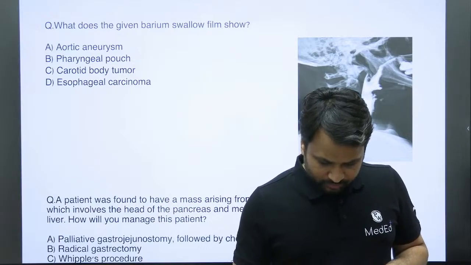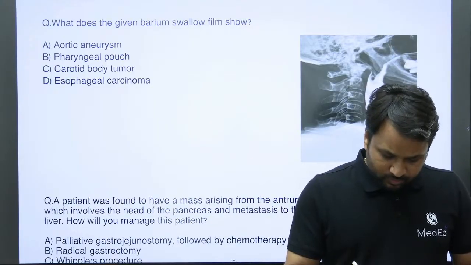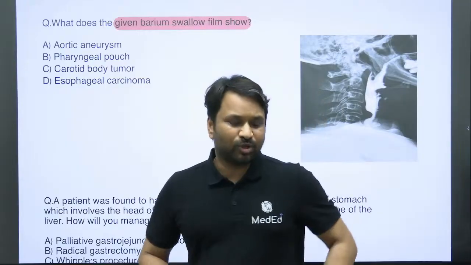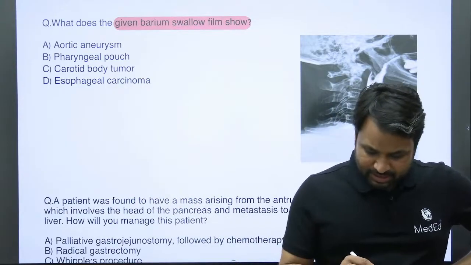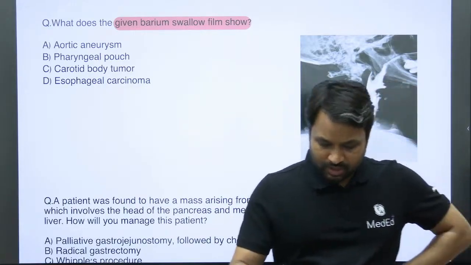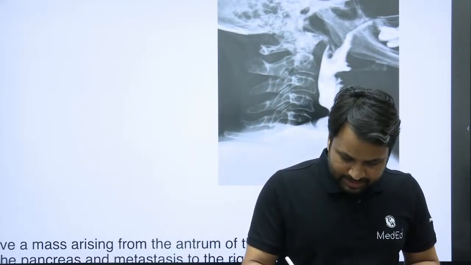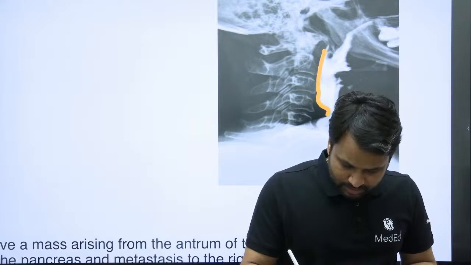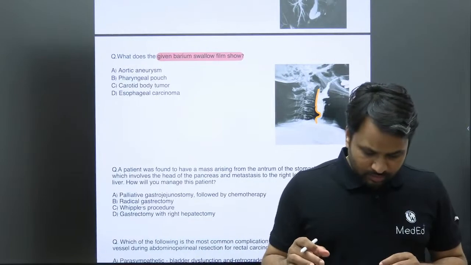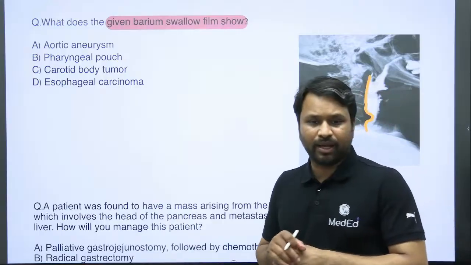Okay, what do you have here? What does the given barium swallow show in the image? A barium swallow cannot show all components, but in certain things you should be very careful. It is probably in the cervical region that you are going to see. This is the barium swallow, and this is the notch that you can see here. What do you think is your answer? Quick feedback.